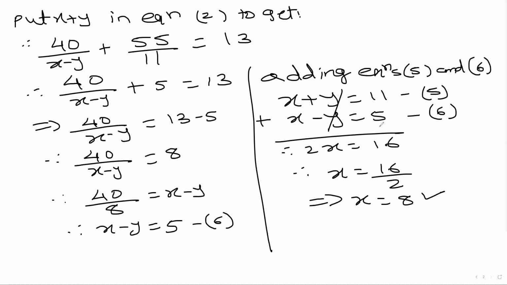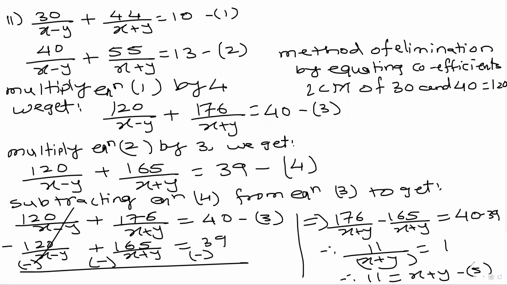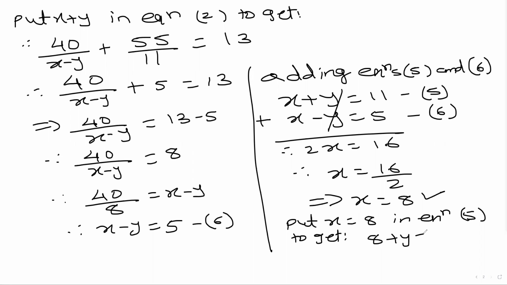Correct? Got it? Great. So you can substitute this value in equation 5 to get y. So put x is equal to 8 in equation 5 to get, what do you get? 8 plus y is equal to 11. So y will be 11 minus 8. That means y is equal to 3.